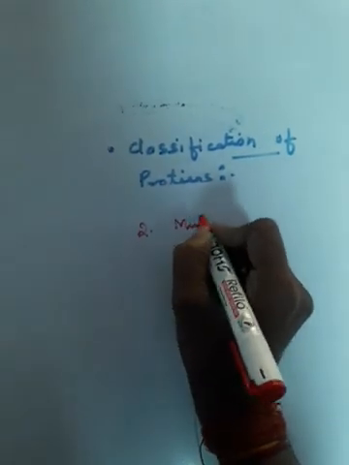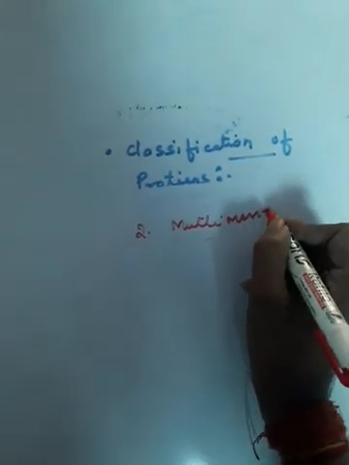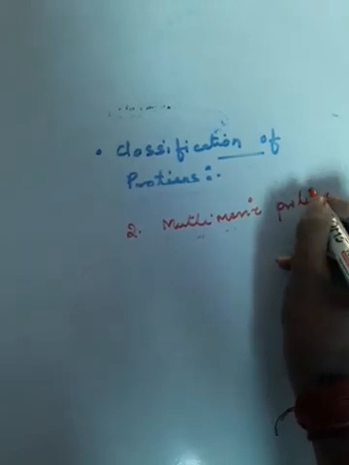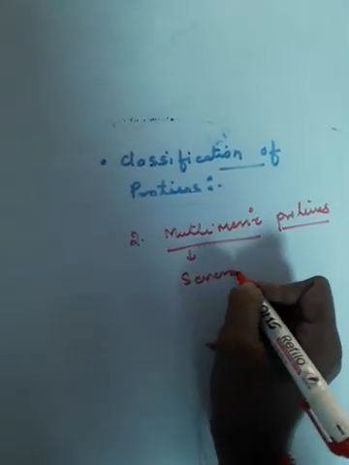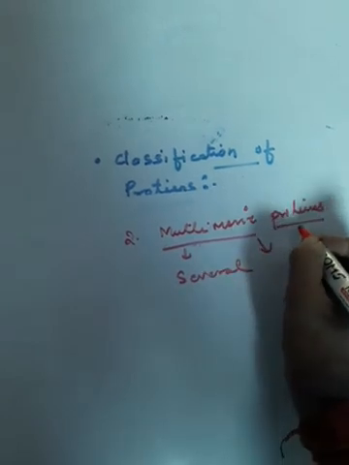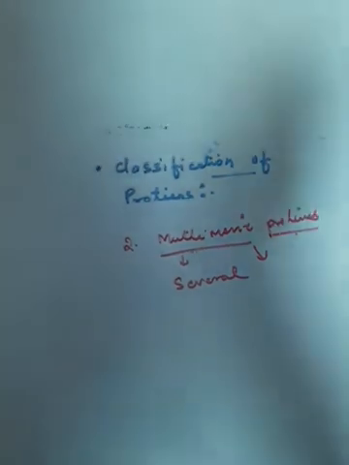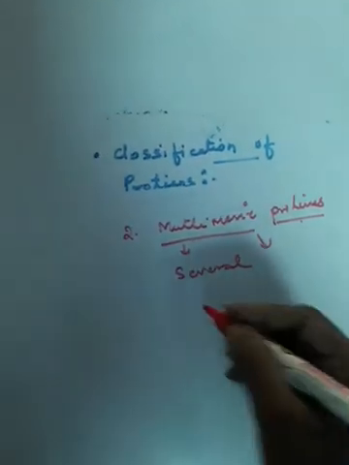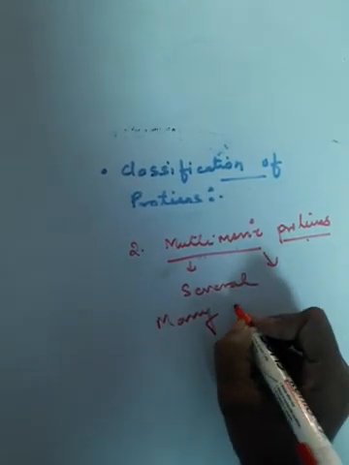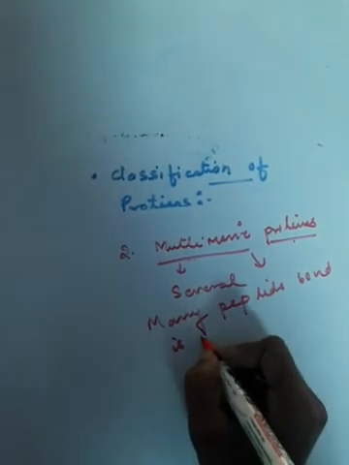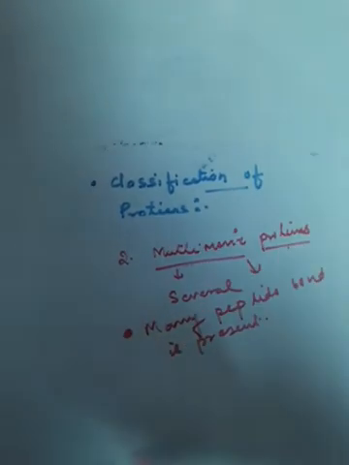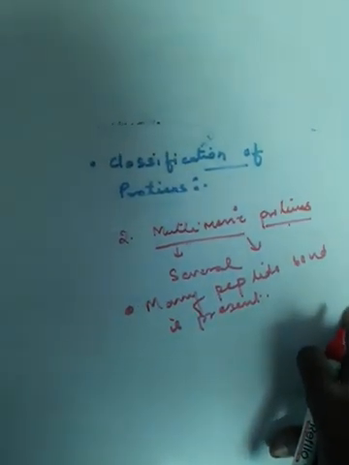The second point is that the second protein type is multimeric protein. What is the meaning of multimeric? Multi means several, and meric means orientation, you can say. So if several or many peptide bonds are present, that's why in multimeric proteins many polypeptide chains are present.